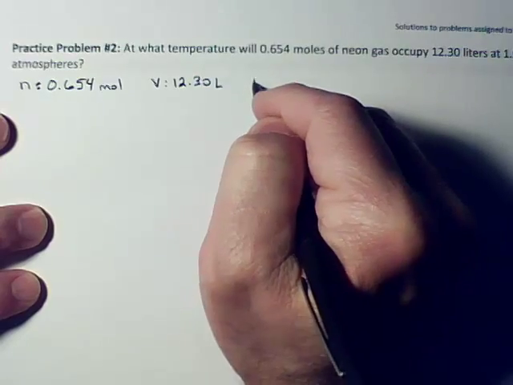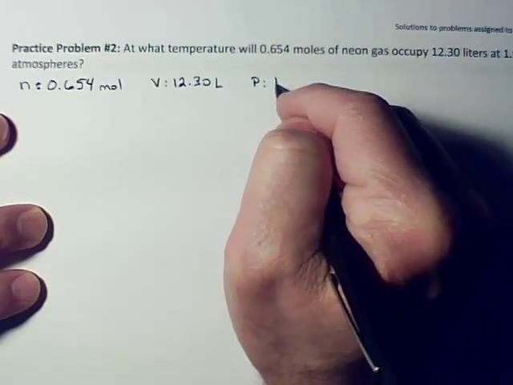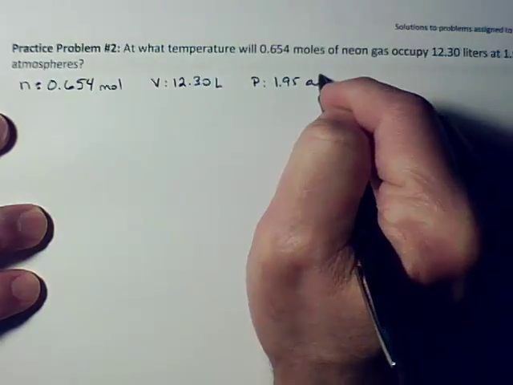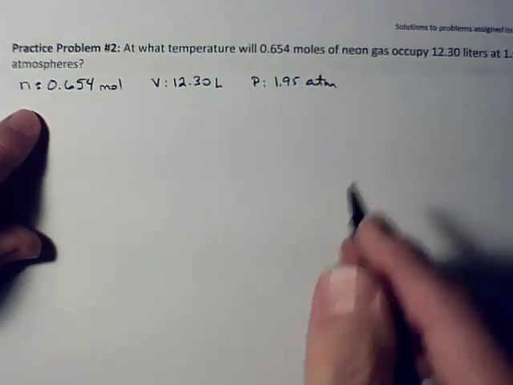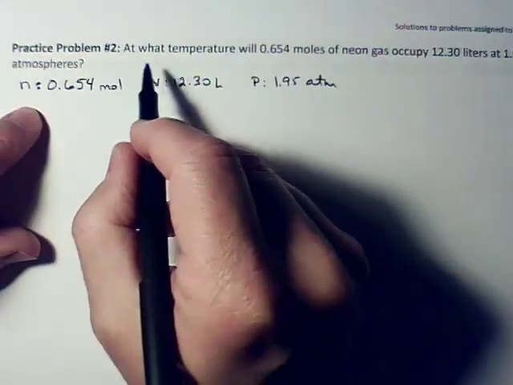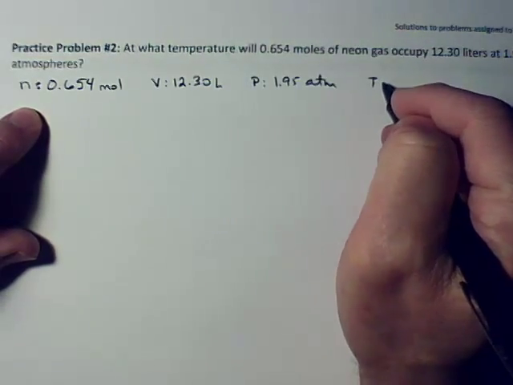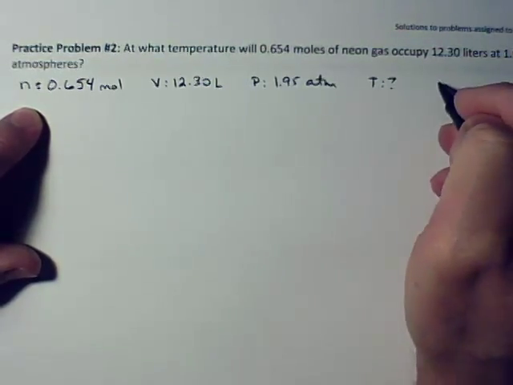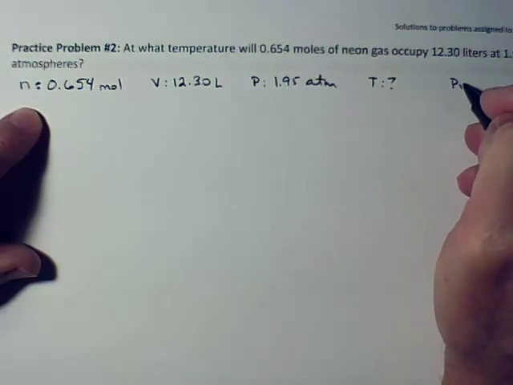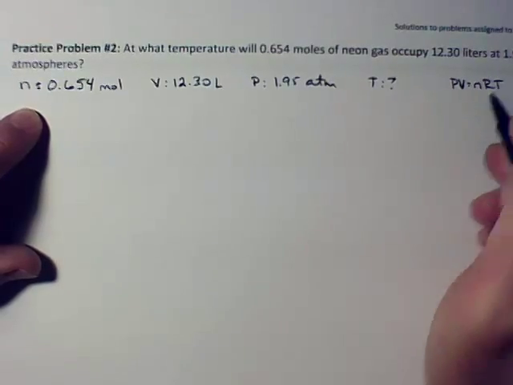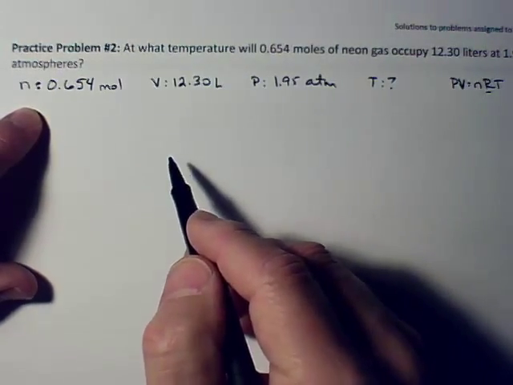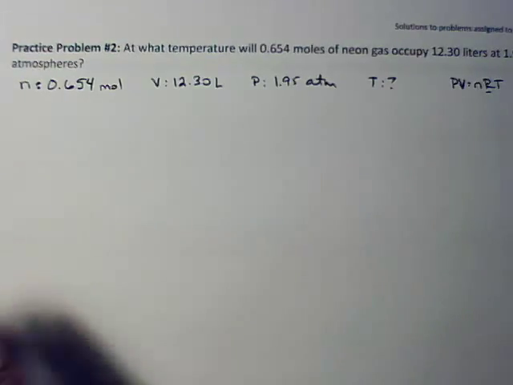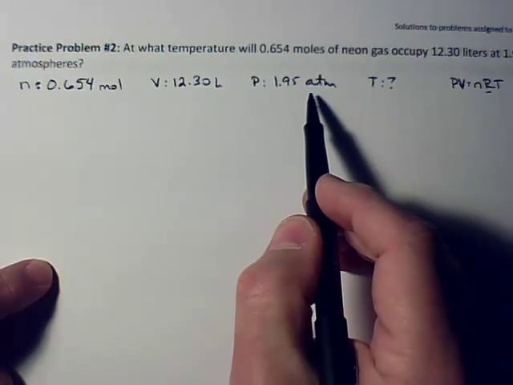And we've got a pressure of 1.95 atmospheres. Okay? So I have most of what I need for PV equals nRT, and I'm trying to find temperature. The only thing I need to figure out is which version of R to use. And you choose R based on your pressure unit.